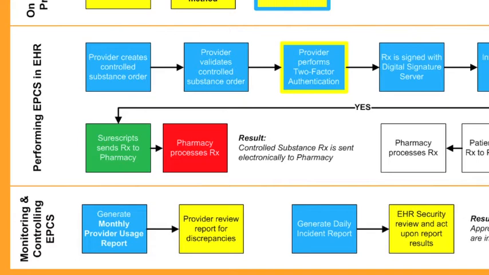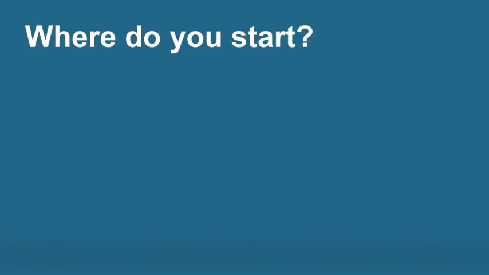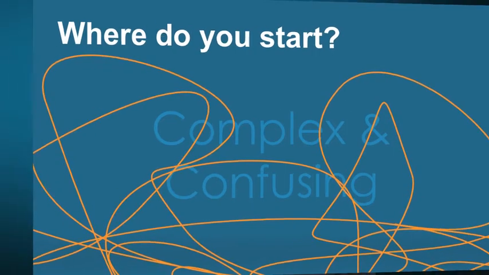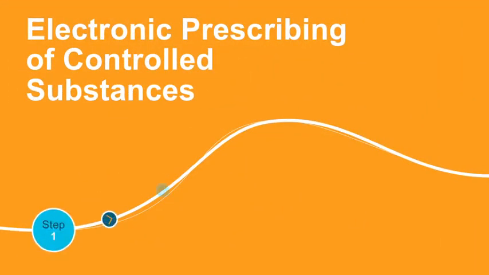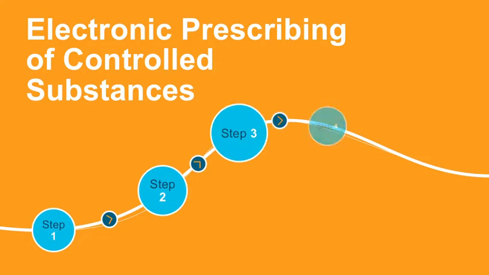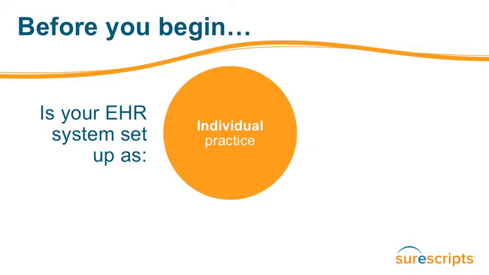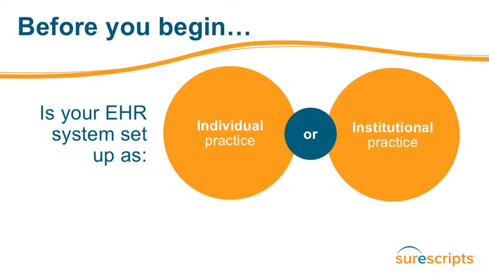As you can see from our big picture diagram of EPCS at the University of Michigan, it is a complex process, and it may be confusing as to where to begin. So what we're going to do today is we're going to break this down into 4 steps that are unique to EPCS projects. Before you begin your EPCS implementation, it's very important to define whether you're going to follow the individual practitioner or institutional practitioner guidelines.